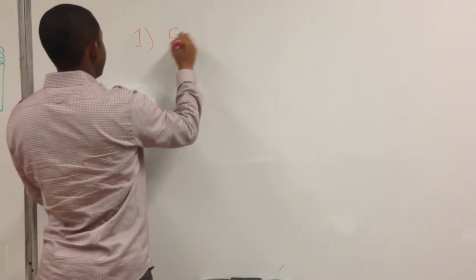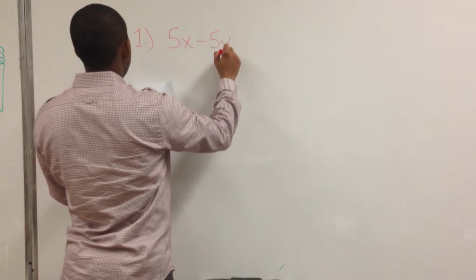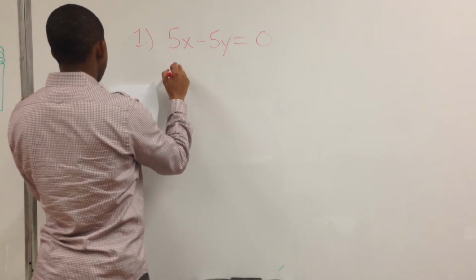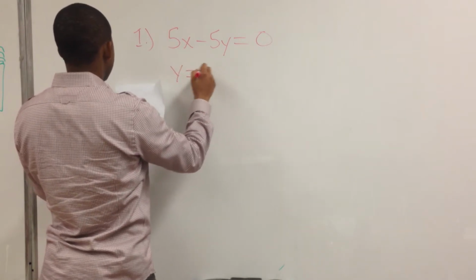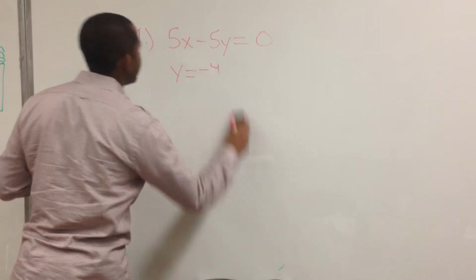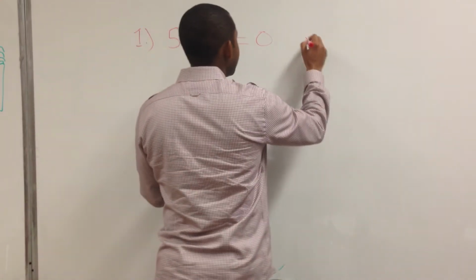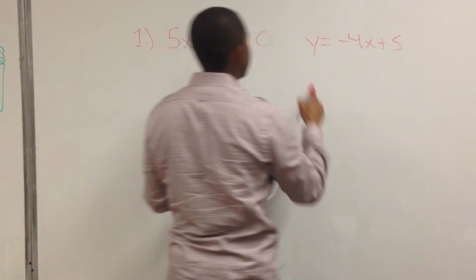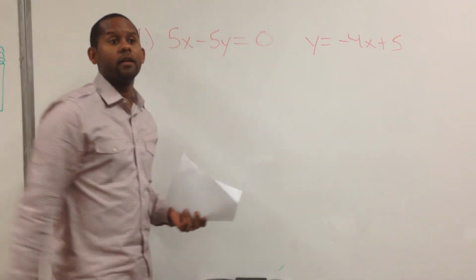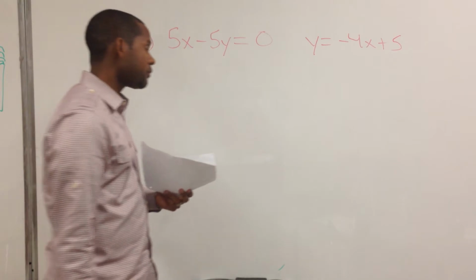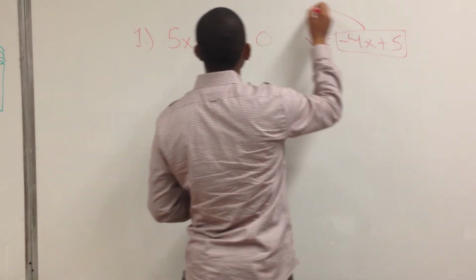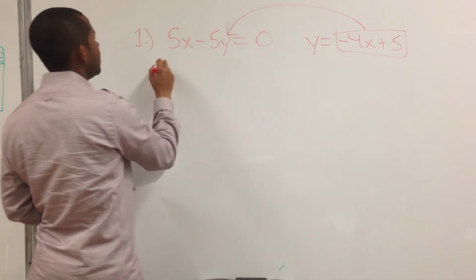First one says 5x minus 5y equals 0 and y equals negative 4x plus 5. You solve this right now. Hopefully you did this and you saw y is isolated. So you're going to take it and plug it into here.